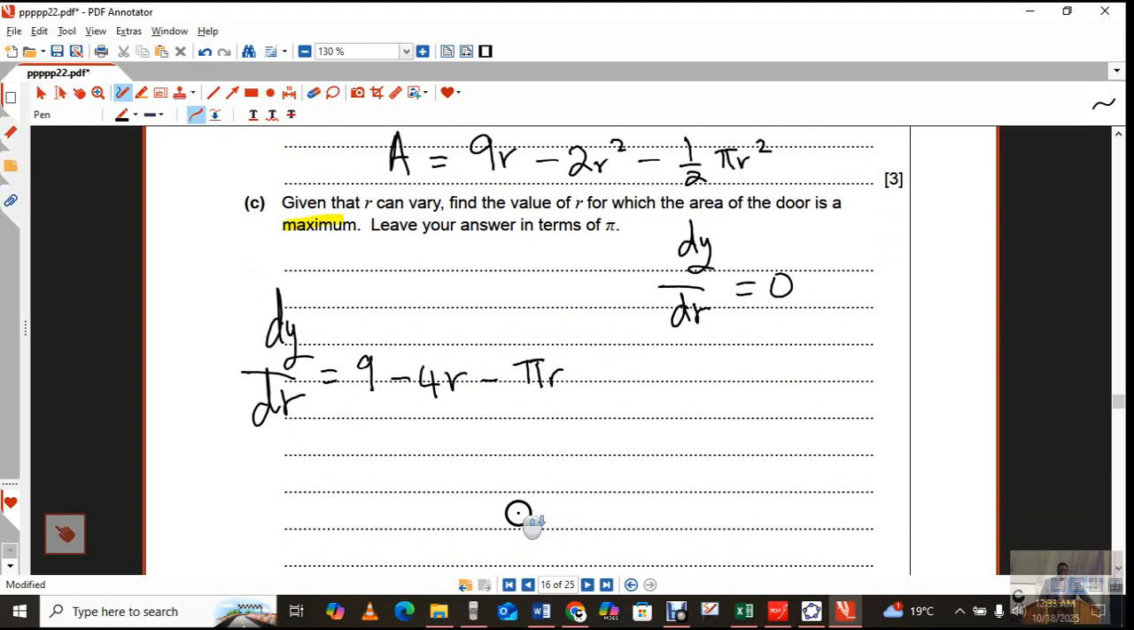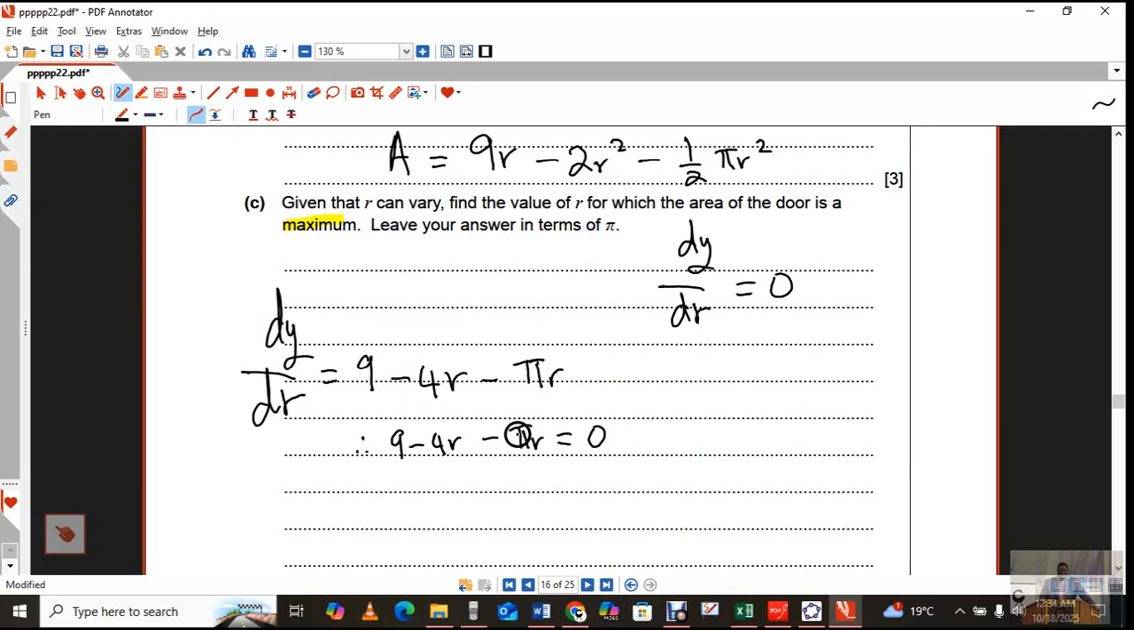Now what is it that we need to do? We need to find the value of r. They didn't ask us to find the area of the dot, so there's no need for you to calculate the area of the dot. So therefore 9 minus 4r minus pi r is equal to 0. Your answer should be left in terms of pi.